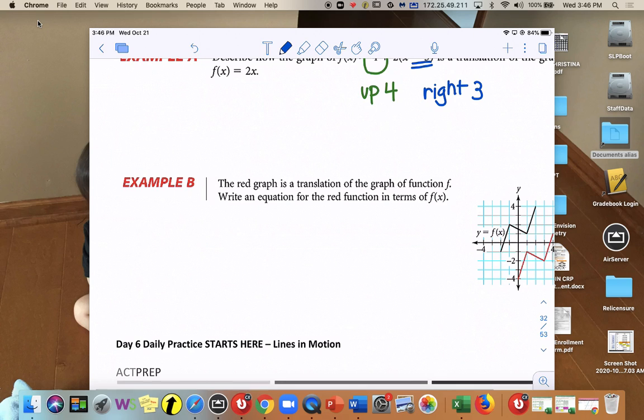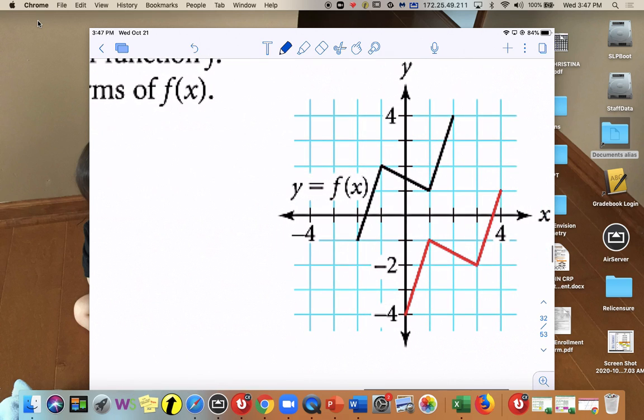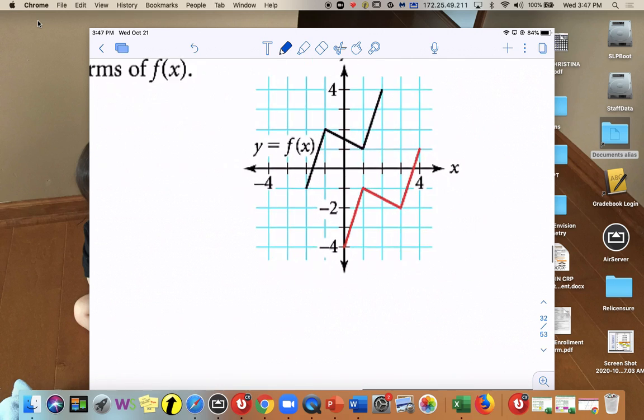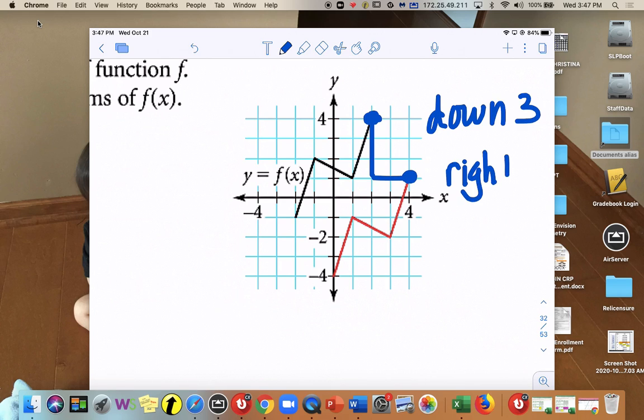It says, the red graph is a translation of the original zigzag function f of x. Write an equation for the red function, the shifted function. For this one, you just have to figure out how many units everything moves. So I'm just going to pick a point, this point right here, and see how it moves to the corresponding point in the red graph. It looks like it goes down 3, and it goes to the right 2.